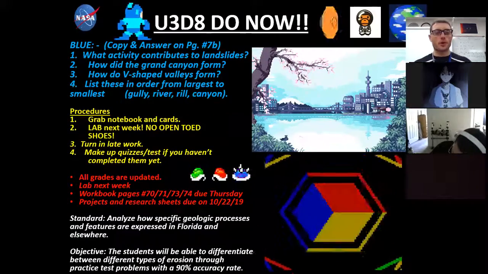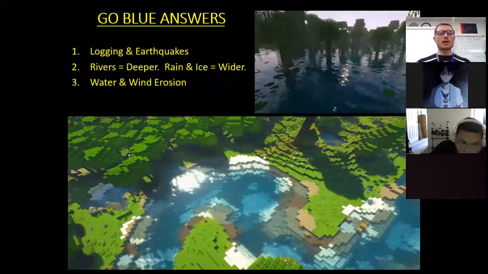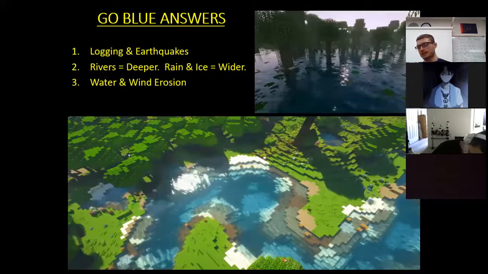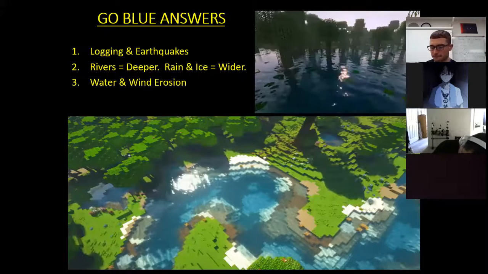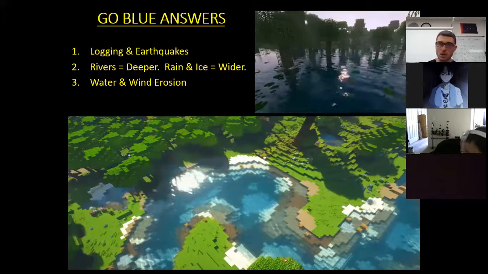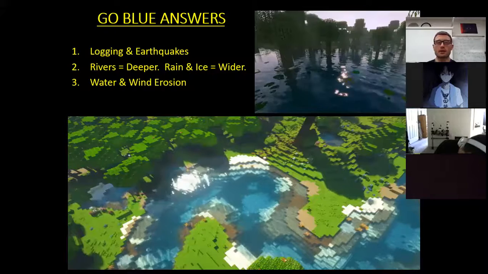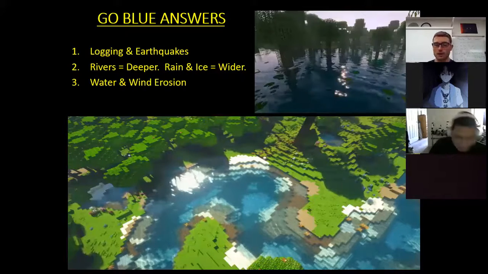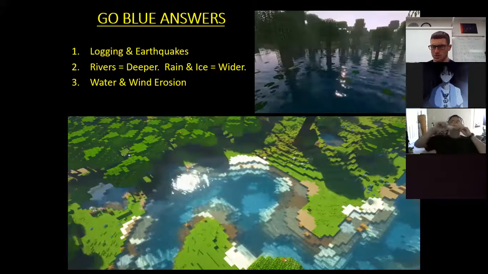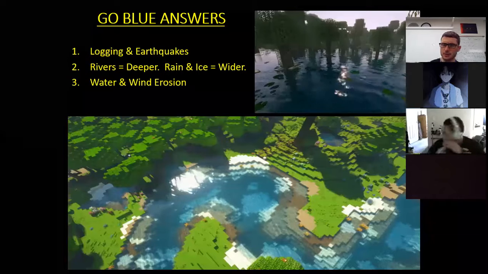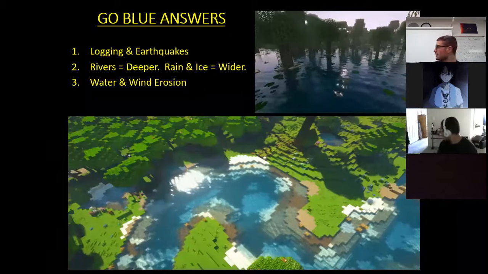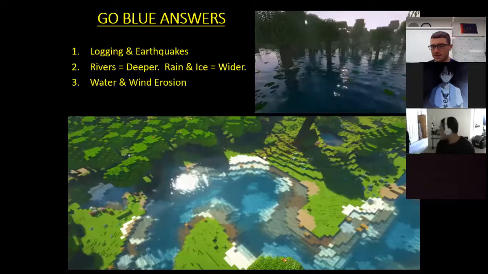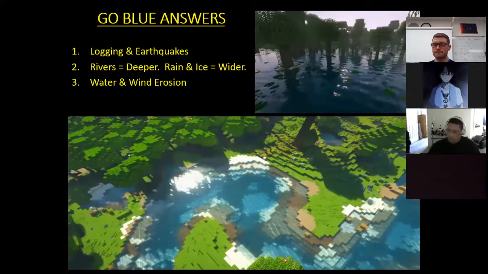List these in order from largest to smallest. Again, we had gully, river, rill, and canyon. Go ahead, if anybody wants to type that out themselves, they can. So again, between a gully, canyon, river, rill, from largest to smallest. If anybody wants to participate and type that out, they can. I'll give you guys 30 seconds to a minute, and if nobody does, we'll just move on.